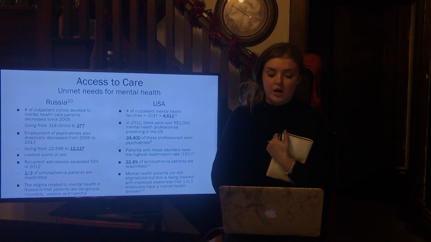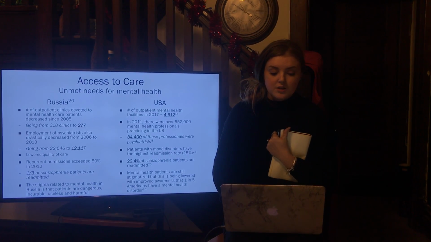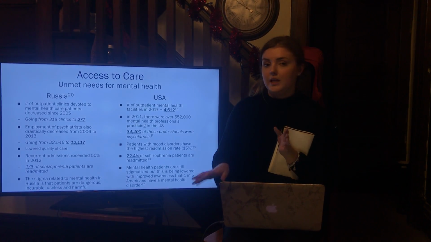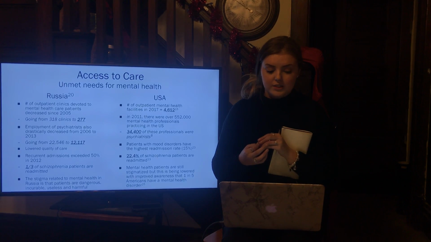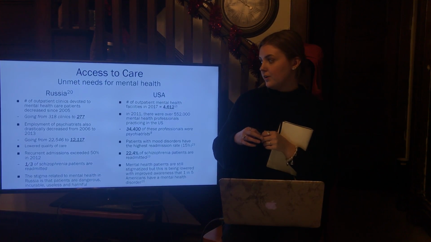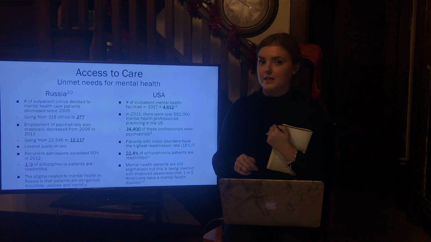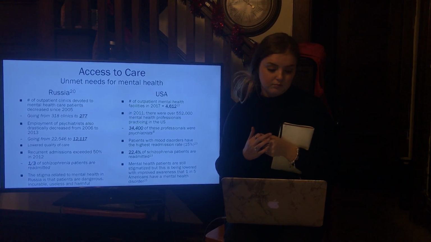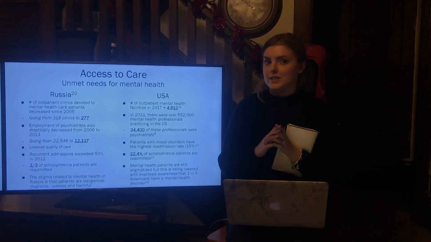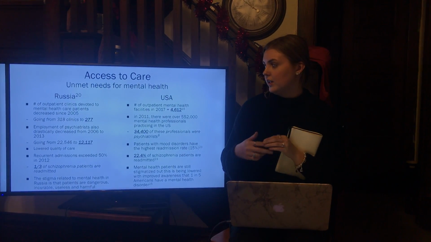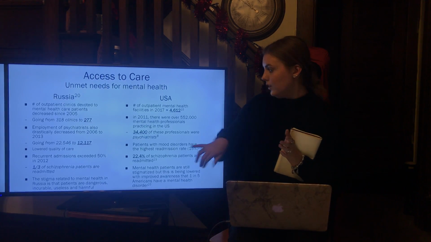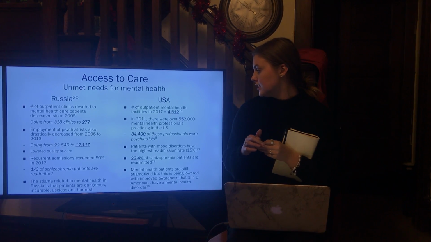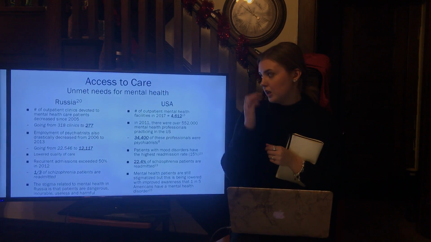Access to care, I did mine on the mental health services. So in Russia, the number of mental health clinics has gone down since 2005. Since 2005, there were 318 clinics, and that has decreased to 277, which is like losing 41 clinics throughout the entire country. So 277 clinics throughout the entire country is quite low compared to the U.S., which has 4,612 clinics throughout the country.